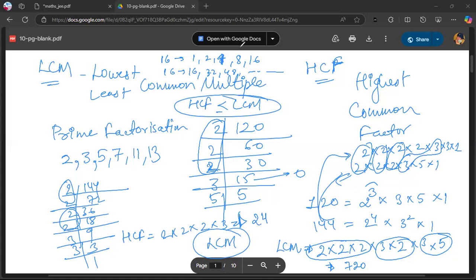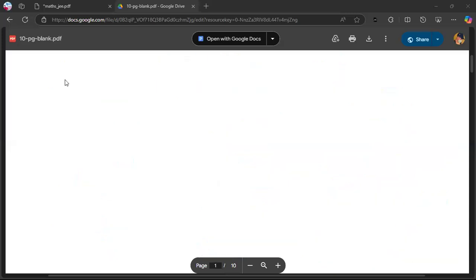Understood? Yeah. So now comes the real talk. To find the LCM of bigger numbers quickly, let's say we have to find the LCM of 16, 144, and 18. What we'll do is take the largest number out of these three, which is 144.